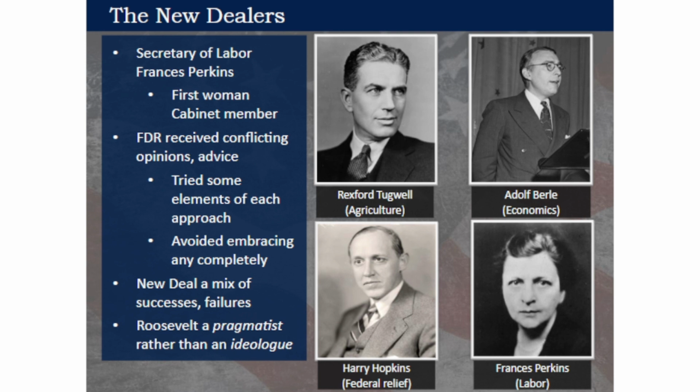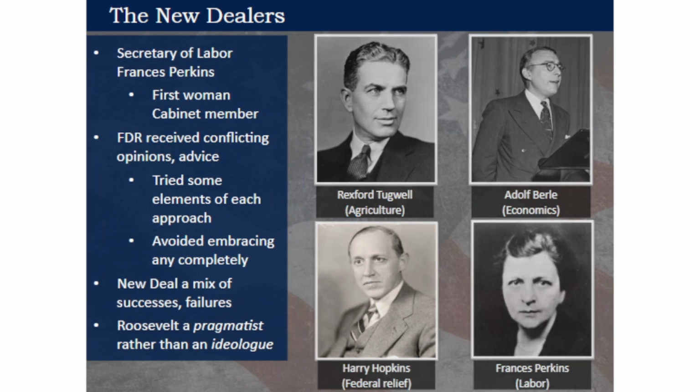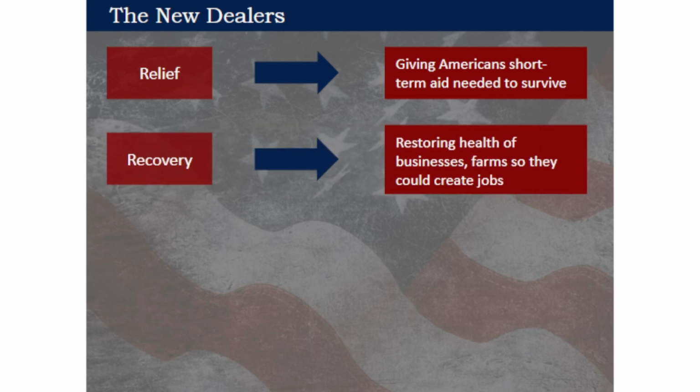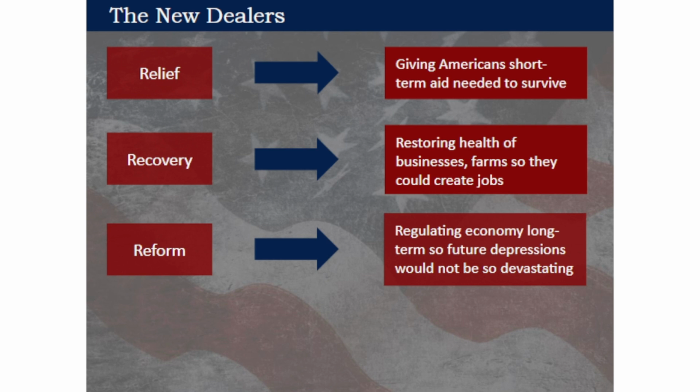In very broad terms, the New Dealers had three main objectives: relief, recovery, and reform. Relief meant giving Americans, especially the 25% who were unemployed, the short-term financial aid they needed to survive. Recovery meant restoring the health of businesses and farms so they could create jobs. And reform meant regulating the economy in long-term ways so that future depressions would not be so devastating.